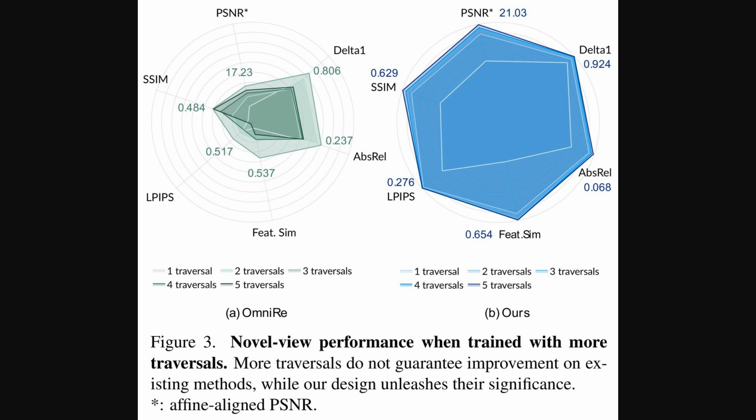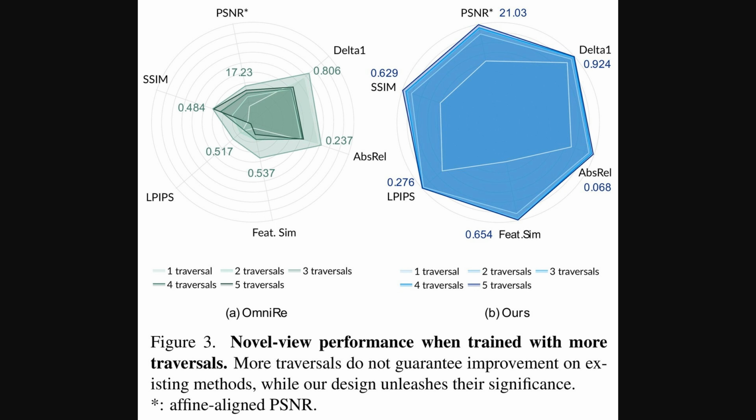So on the left, for OmniRe, we see that adding more traversals, from 1 to 5, doesn't always lead to clear improvements across all metrics. For example, while peak signal-to-noise ratio, or PSNR star, which measures image reconstruction quality, shows some gain, other metrics like LPIPS, a perceptual similarity score where lower is better, don't improve as consistently.